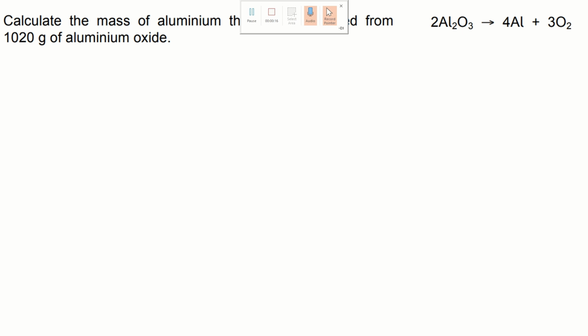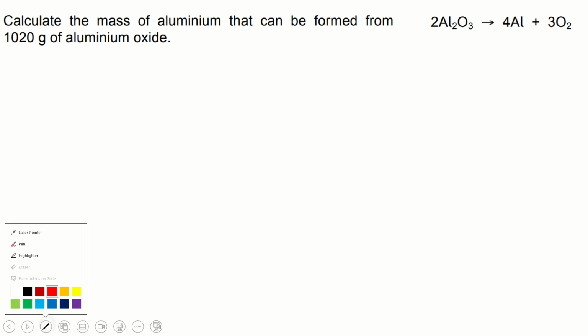It says calculate the mass of aluminium that can be formed from 1020 grams of aluminium oxide. Now if you know how to do it, then just go for it, get started, pause the video and have a go. If you don't, then stay tuned.